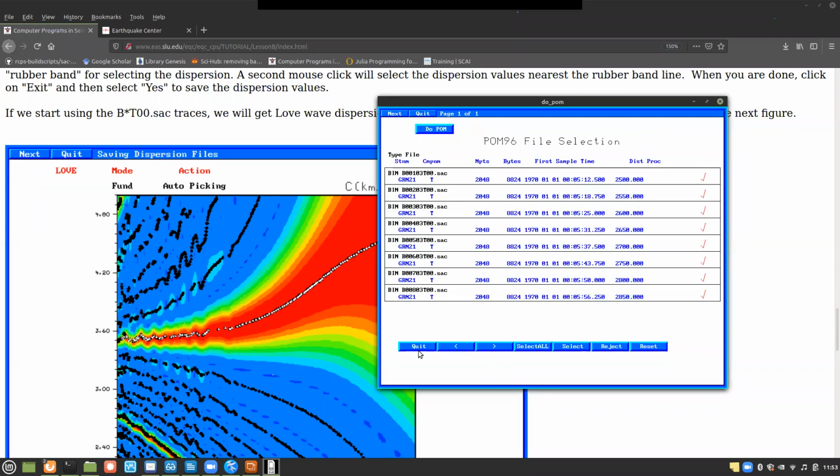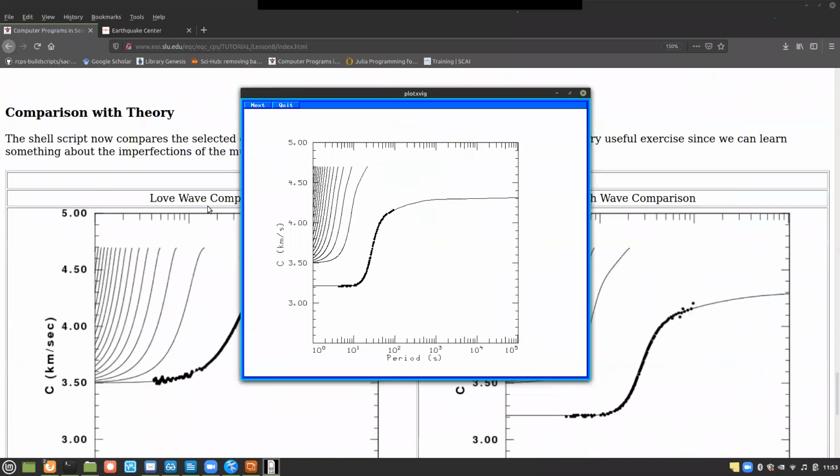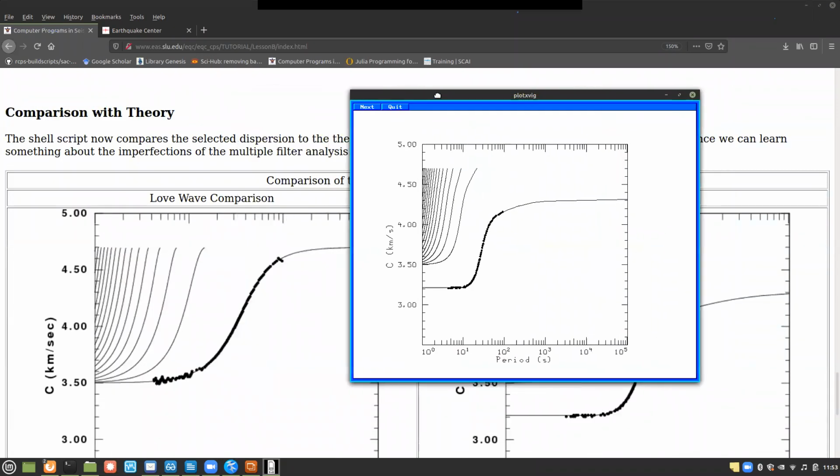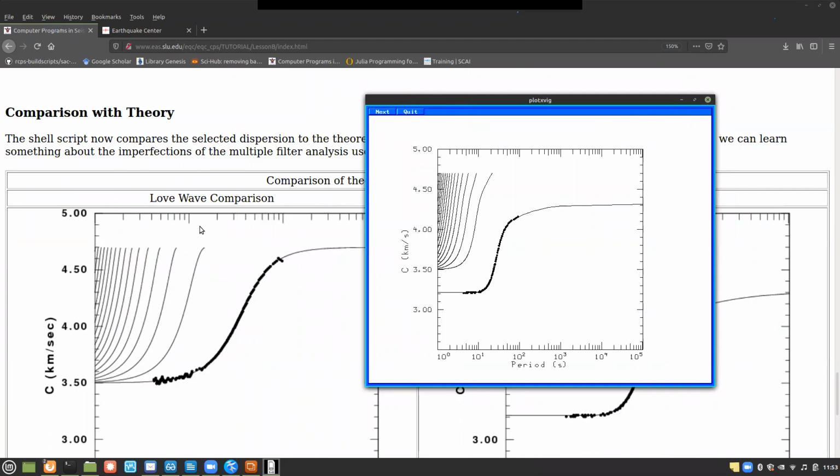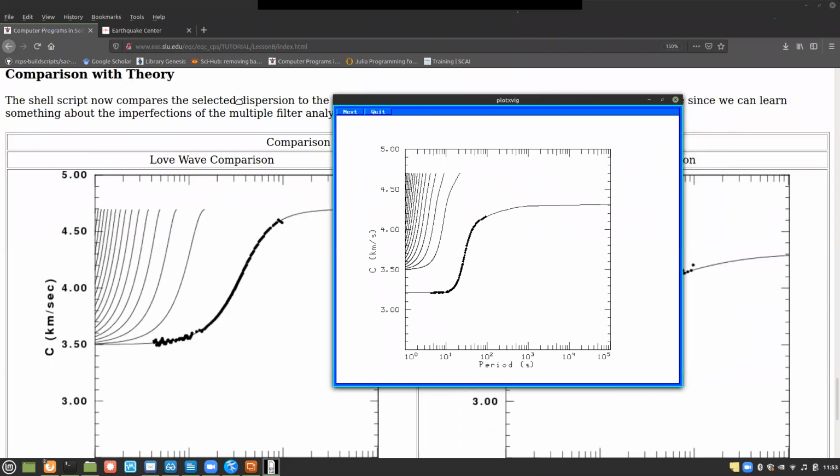And then I think you quit. And then it compares your picked dispersion curve with the theory. This is for the Love wave comparison. And then the Rayleigh wave.